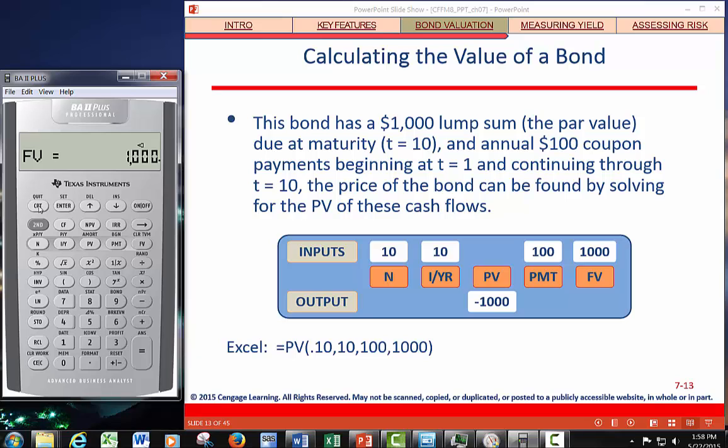And so if I hit compute present value, that gives me the price of this bond, and we get negative 1,000. And that's saying it would cost $1,000 right now to buy this bond. And so calculating bond prices is really easy, and so you should like that.